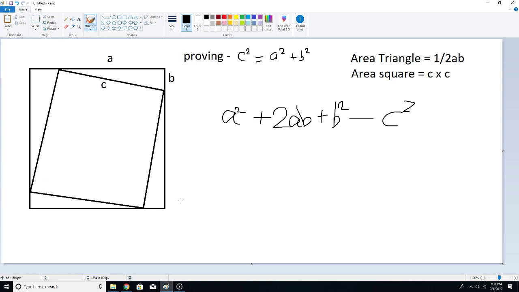This is A, this is B, this is A, this is B. So the triangles will be of equal area, sorry. So what we do, since there are four of them, is divide by 4. And that is one triangle. Now, there we go. So we used basic, not basic, algebra.